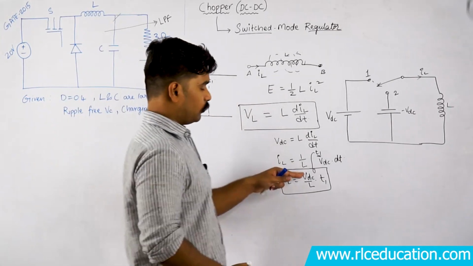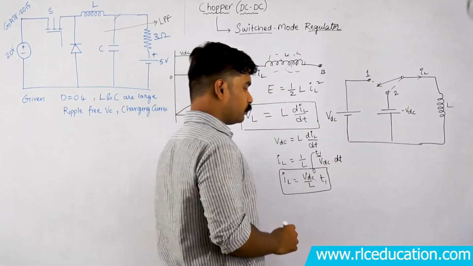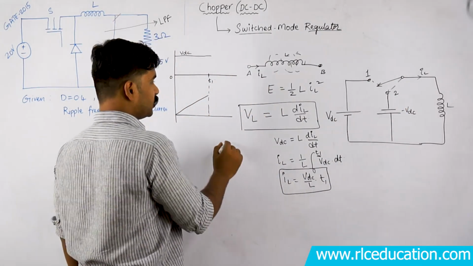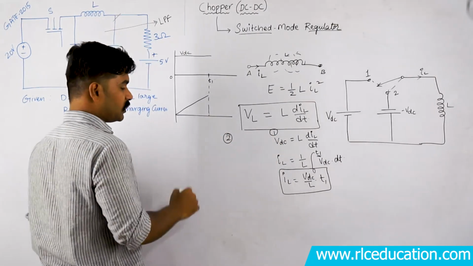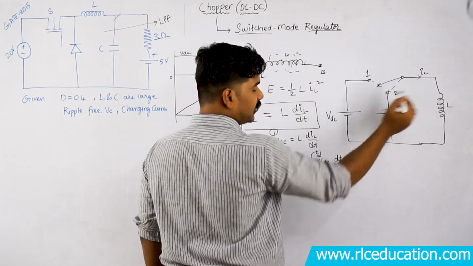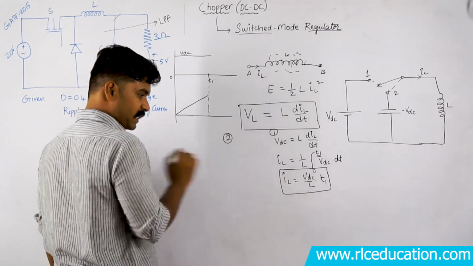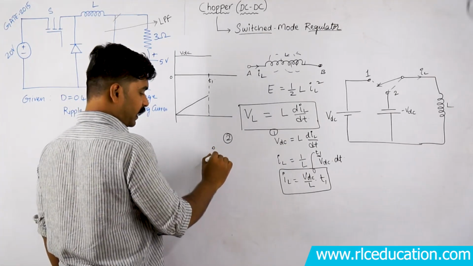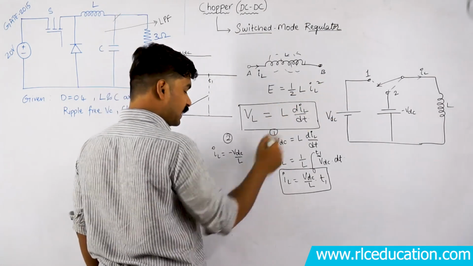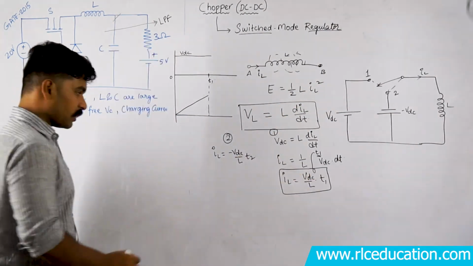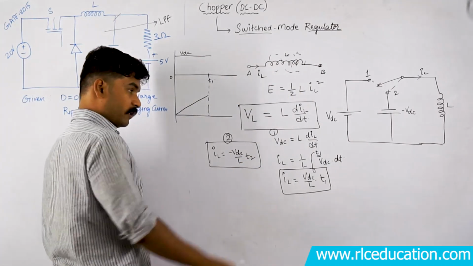After T1, what I am going to do is immediately change the switch to position number 2. Now this is switch position number 2. When you are placing the switch in position number 2, what is the voltage connected across the inductor? Minus VDC is connected. So if you perform the same type of analysis, the current through the inductor will be minus VDC by L into T2. I will place that switch for some time T2. This will be the current through the inductor when the switch is in the second position.